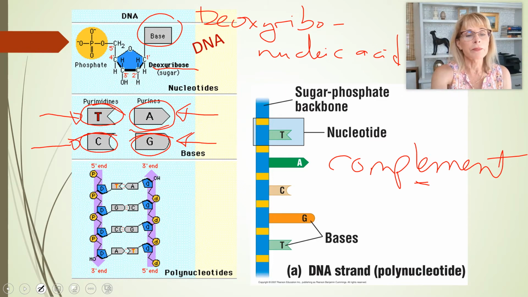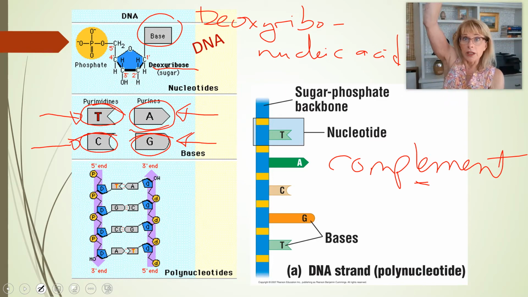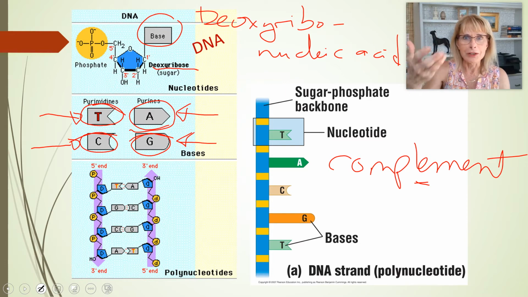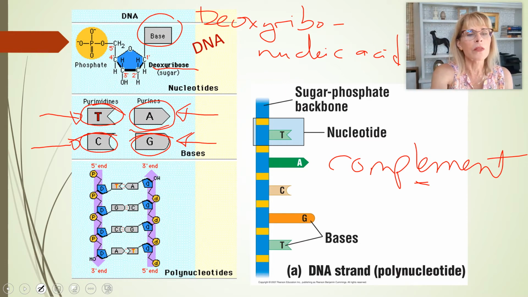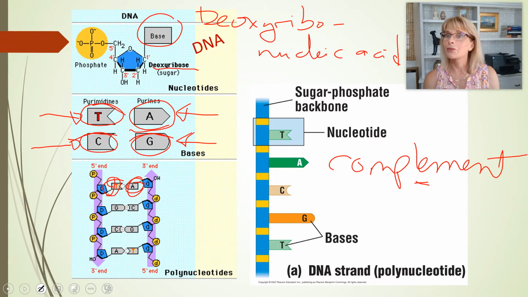So you will find that in any DNA molecule, any double helix that you've got, when there is a T on one strand of DNA, there's an A on the opposite side, just like square ridge, square groove, right? And wherever there's a C on one side, there's a G on the other side.